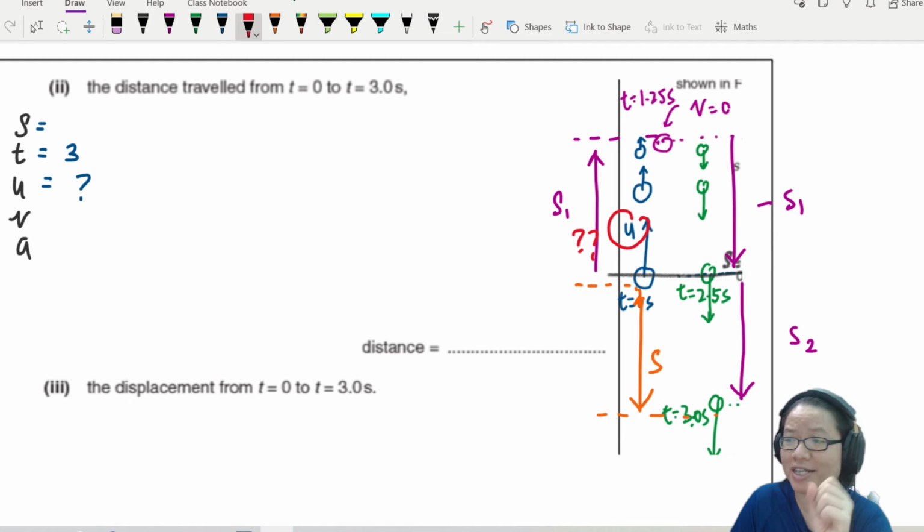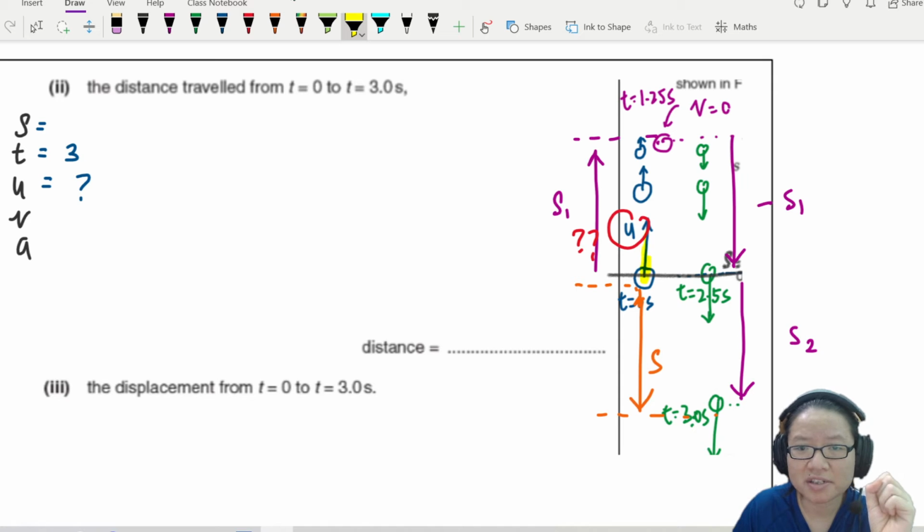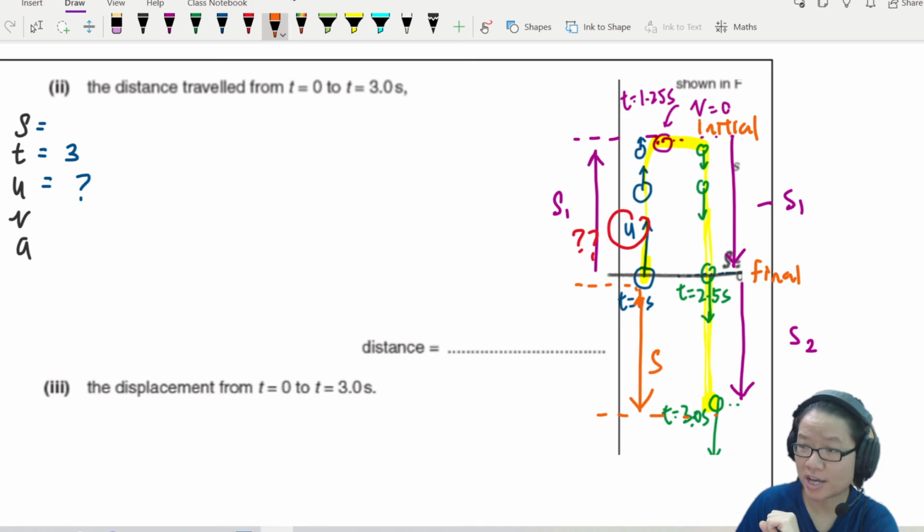So I will avoid t equal to 0 at all costs, meaning I'm sticking to here. I want to find the distance from here all the way down to here, but I don't need to use u. Teacher, can I stick to the same initial here, final here for S1? Can. Okay, so let's find S1.